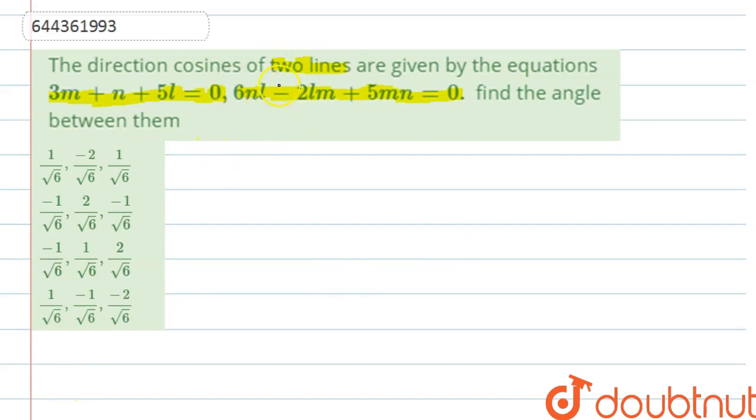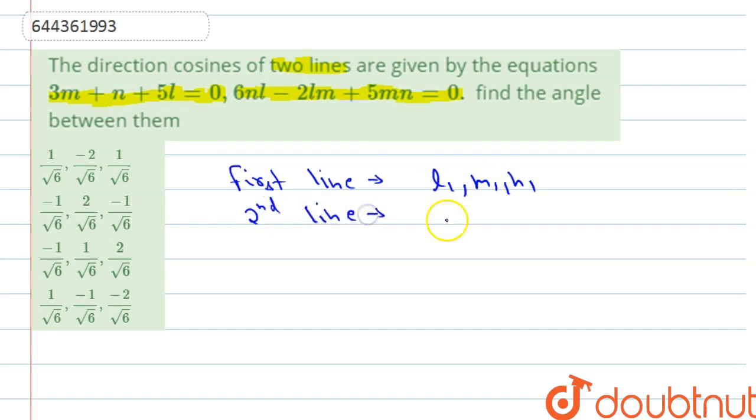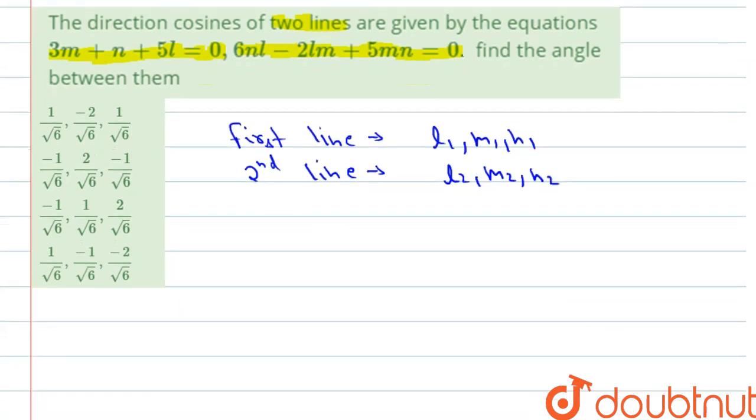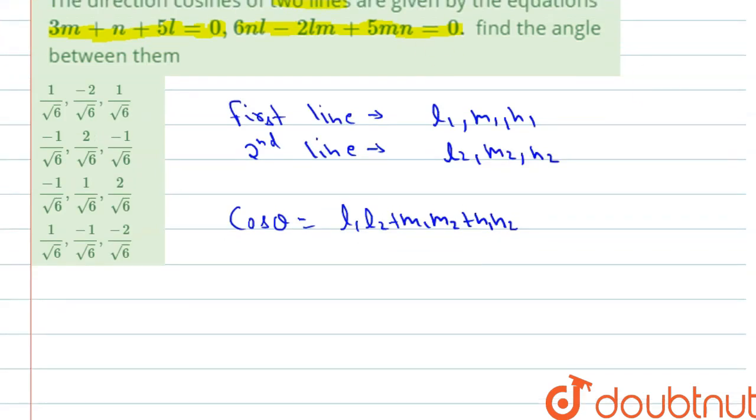Here we are assuming that the first line has direction cosines l1, m1, n1, and the second line has direction cosines l2, m2, n2. What we have to find out is the angle between them. We can use the formula cos theta = l1 l2 + m1 m2 + n1 n2, and then we can get the value of theta. So let's start solving the question.